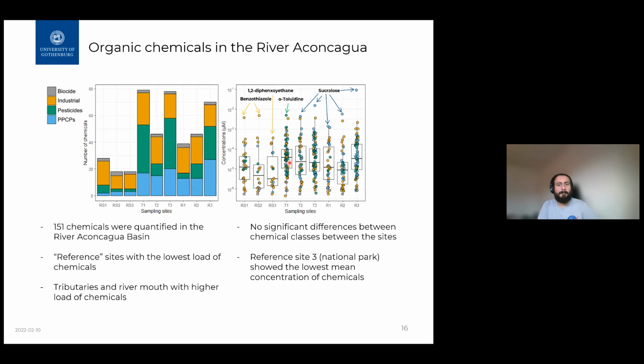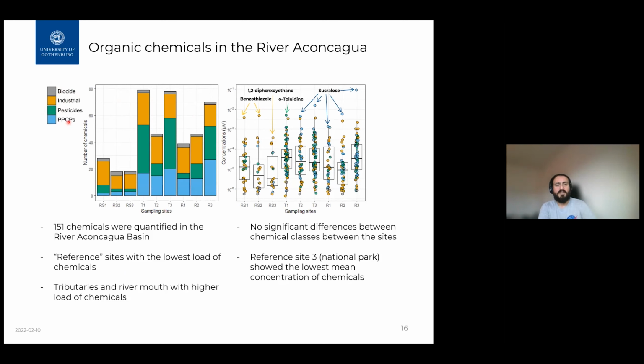So, well, this is the first general picture about organic chemical measure in the River Aconcagua. We clustered, or we grouped, chemicals in different chemical classes. So you have biocide chemicals in gray, industrial chemicals in orange, pesticides in green, and pharmaceuticals and personal care product chemicals in light blue.